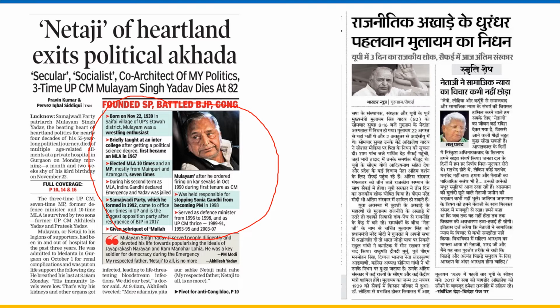Then we should always try to read the statements given by someone else. For example, here Akhilesh Yadav is telling, my respected father Netaji to all is no more.